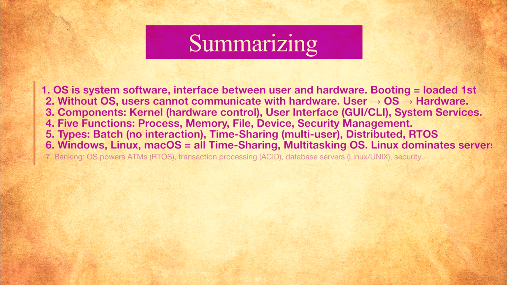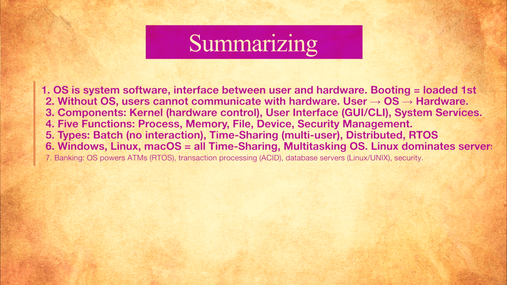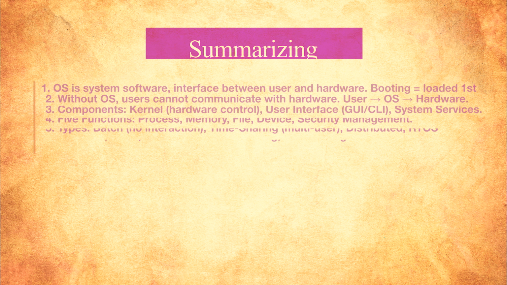Generally, there are three components of an operating system. First is the kernel, which controls the hardware directly. Second is the user interface, from where the user interacts with the computer. And third is system services or utility services. Fourth thing to remember is the five functions of an operating system. First is process management, second is memory management, third is file management, fourth is device management, and fifth is security management.